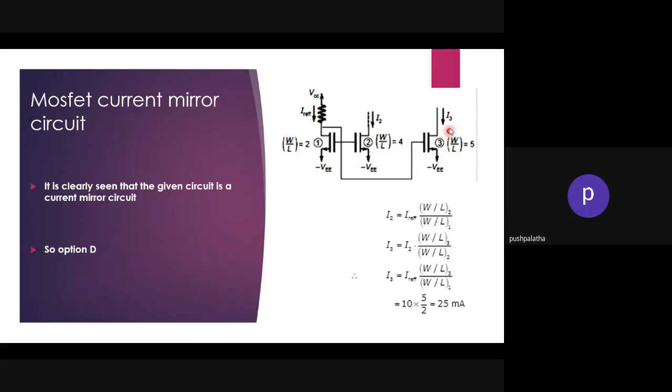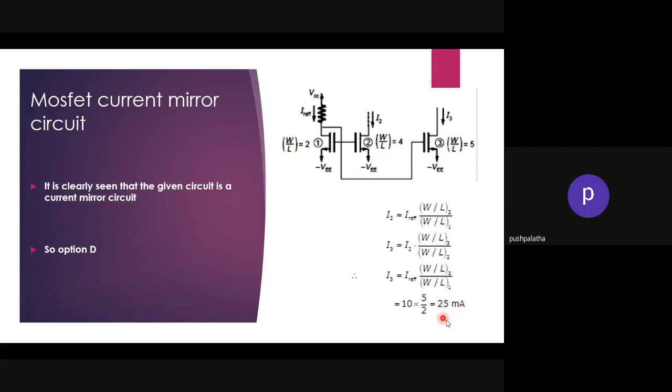This circuit is given as a current mirror circuit. So first you take the neighbor circuit. So I2 is the reflection of this. So I2 is I reference into W by L2 by W by L1. I3 is actually I2 into W by L3 by W by L2, because all currents are equally flowing in the current mirror circuits. So I3 equals I reference times W by L3 by W by L1, which is equal to 25 milliamps. Clear? So that is what you need to do: equate all the currents with the reference current. Always you need to. The only thing is the width and length ratio is getting changed.